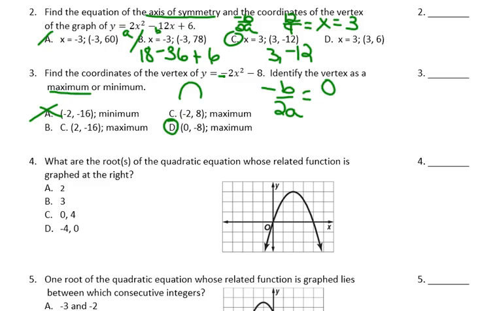What are the roots of the quadratic equation? So when I'm looking to see roots, solutions, zeros all mean the same thing. So it's where it crosses the x-axis. It crosses at 0 and 1, 2, 3, 4. So 0 and 4 is choice C.